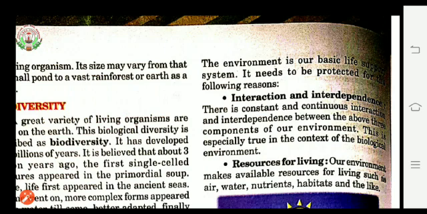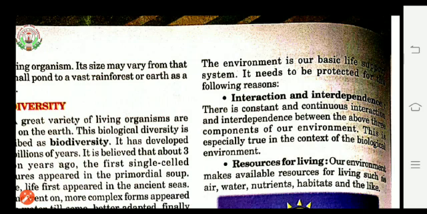Now here is the question or our topic, protecting our environment. What are the reasons that we have to protect our environment? First of all, we have interaction and interdependence. The meaning of interaction is that things have an effect on each other. Suppose there are two things, A and B. A is interacting with B and B is interacting with A. The second word is interdependence. It means dependent on each other.